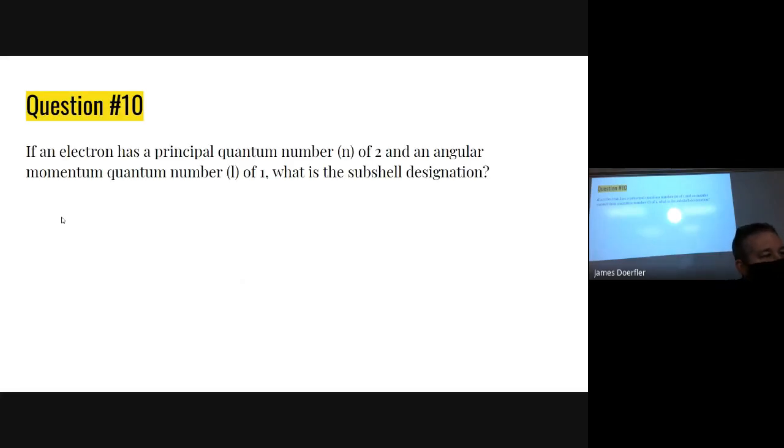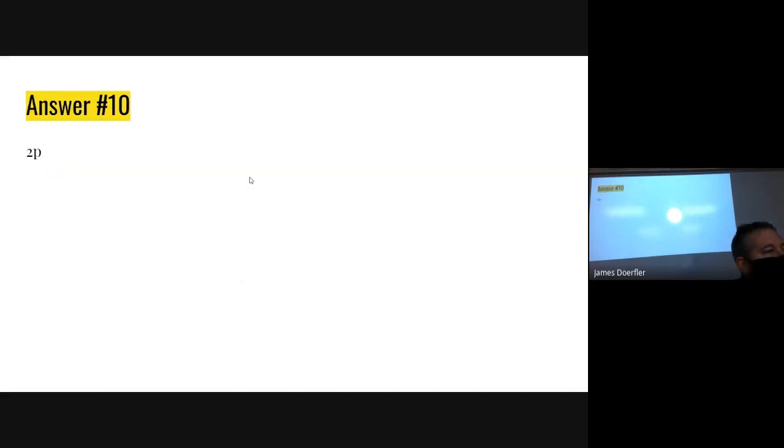Question 10. If an electron has a principal quantum number, or n, of 2, and an angular momentum quantum number, L, of 1, what would this subshell designation be? Well, first thing is when you do this, you always want to put your principal quantum number first, so 2. And if L is equal to 1, what letter does 1 represent? That will be P. So your designation would be 2P.